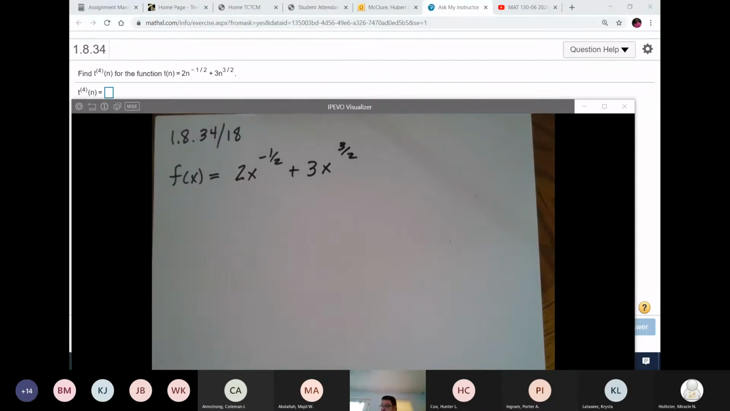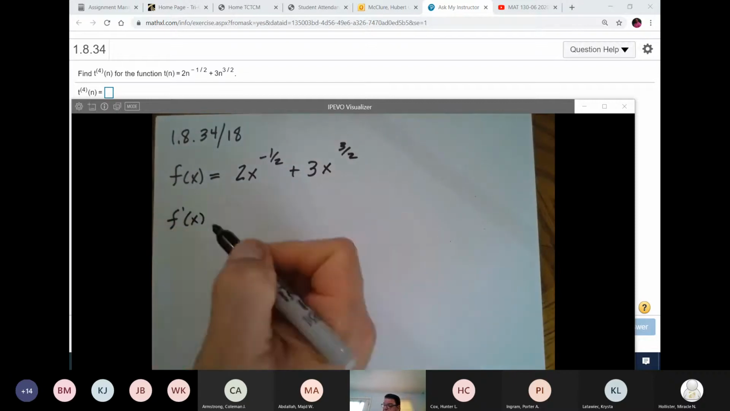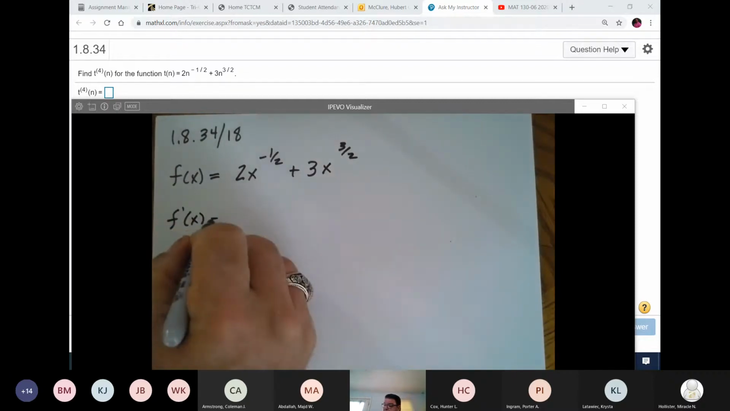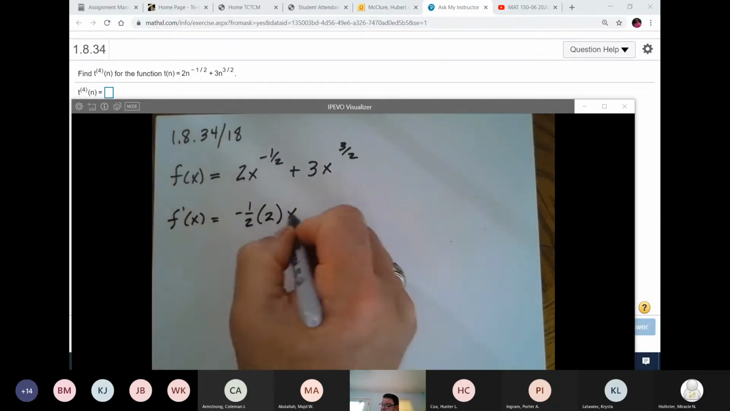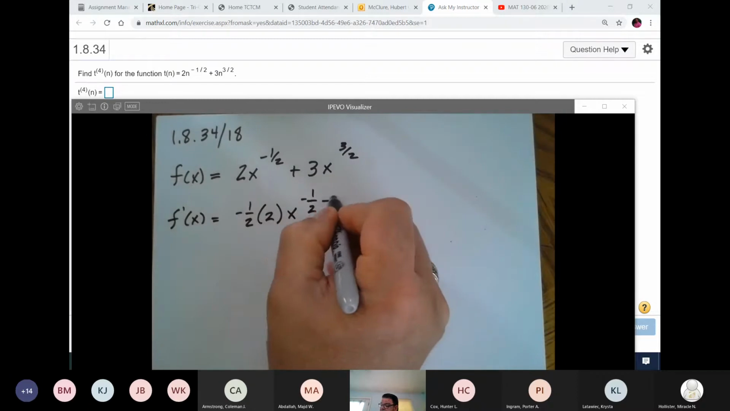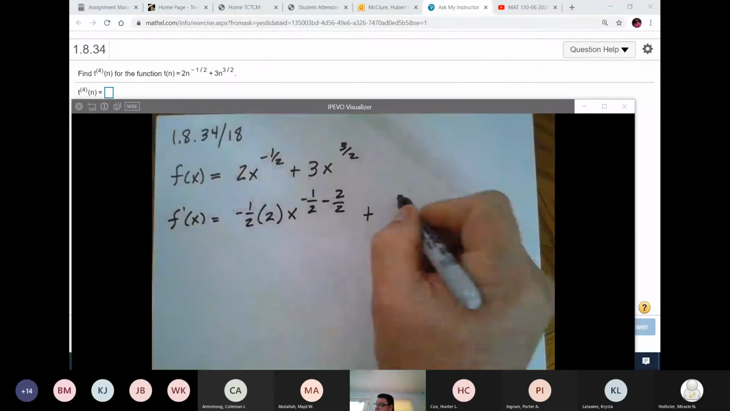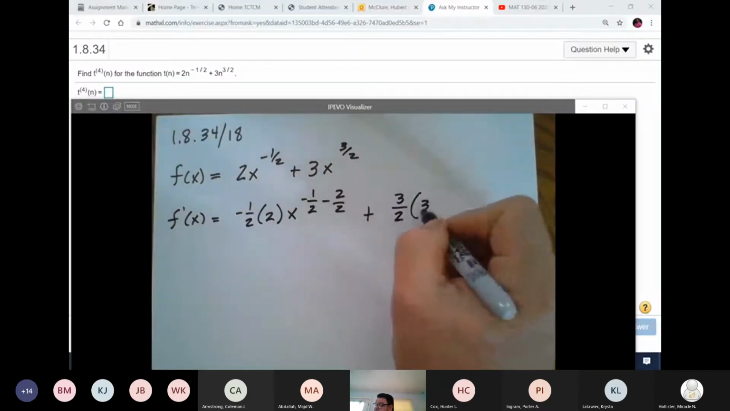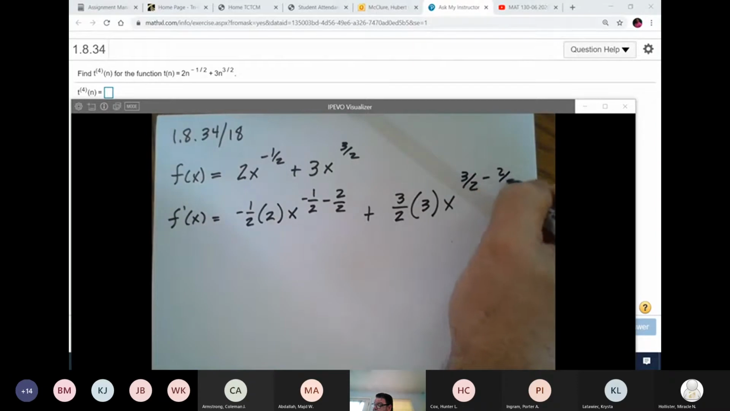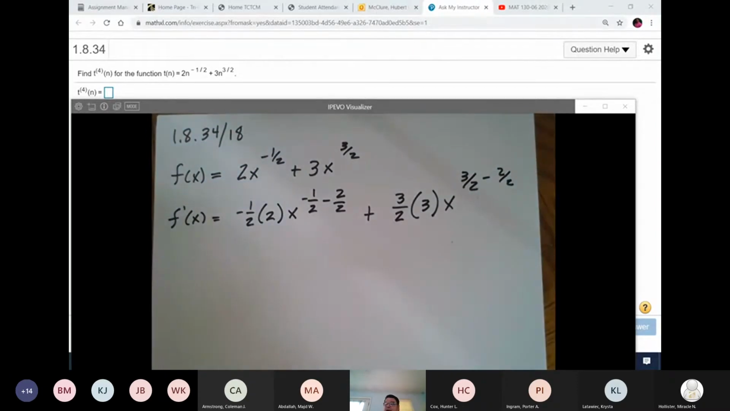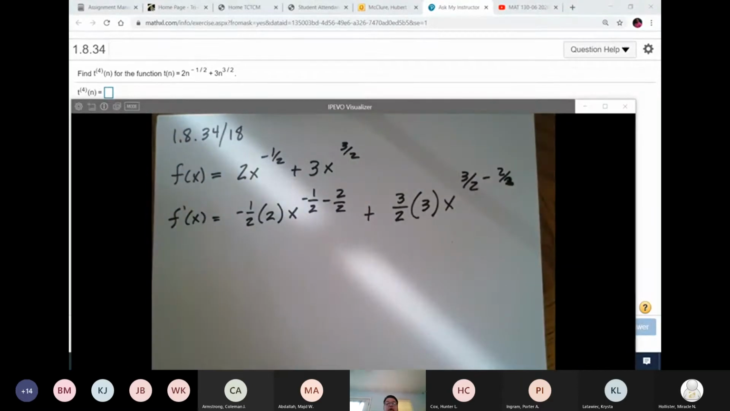All right, here we go. F prime of x equals negative 1/2 times 2 x to the negative 1/2 minus 2/2 plus 3/2 times 3 x to the 3/2 minus 2/2. Now I'm writing everything out for y'all. Why am I writing everything out for y'all? Because we're dealing with what here?